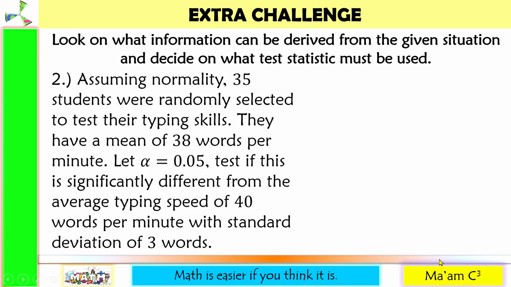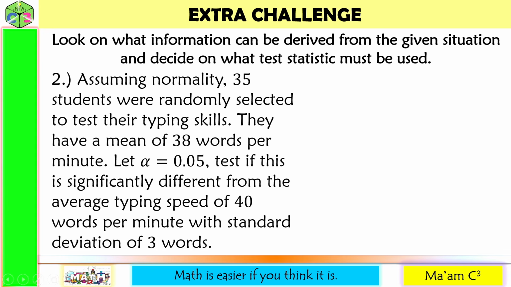Number 2, assuming normality. 35 students were randomly selected to test their typing skills. They have a mean of 38 words per minute. Let alpha be equal to 0.05.